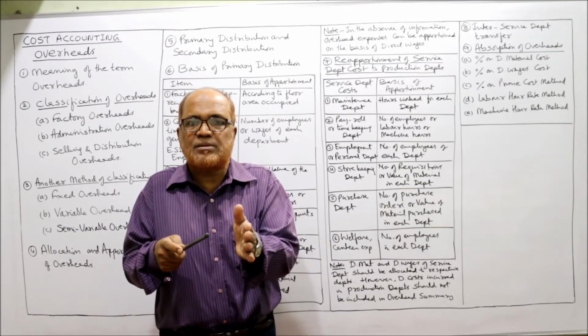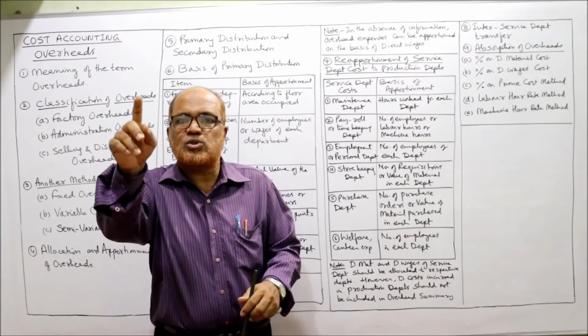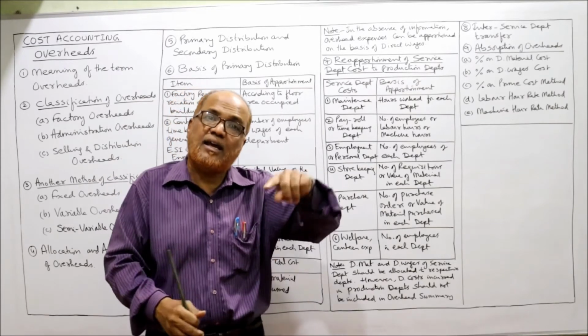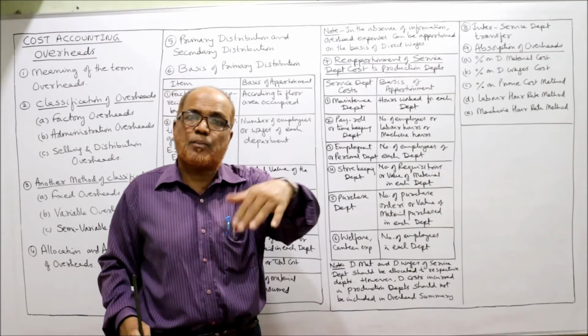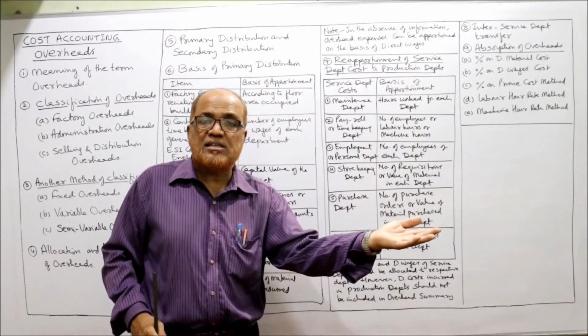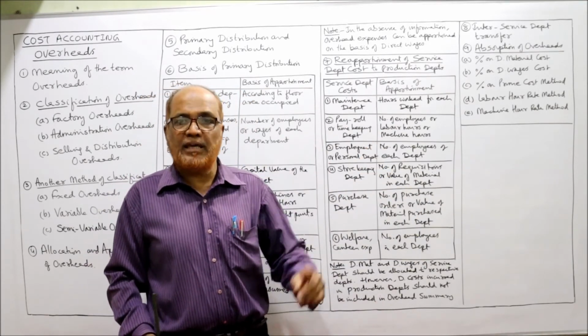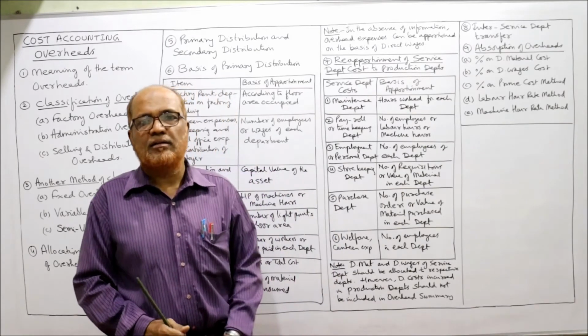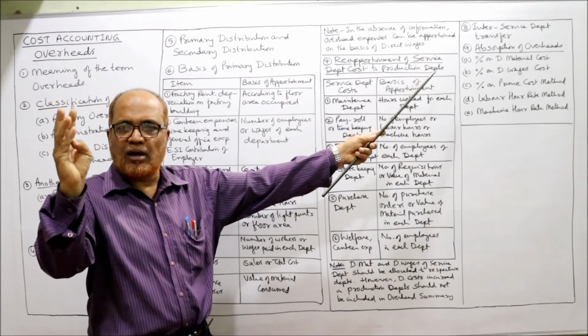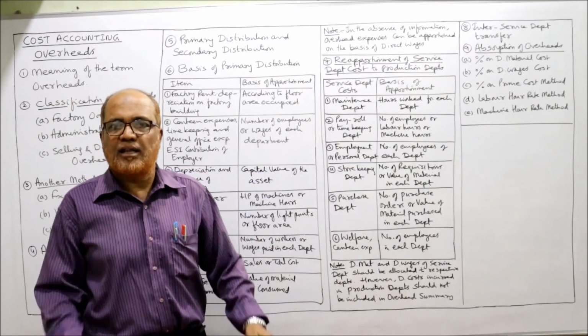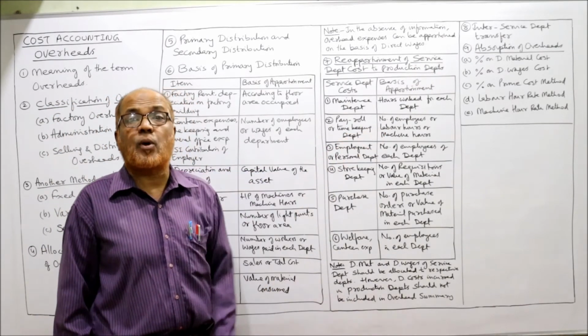Example, D is the service department. D is providing the service to A, B, C and E. E is another service department. So D is also providing to E. Similarly, E is also providing to D. That is called inter-service department. We have three methods: simultaneous equation, repeated distribution and trial and error. This I have explained to you while doing the problem.